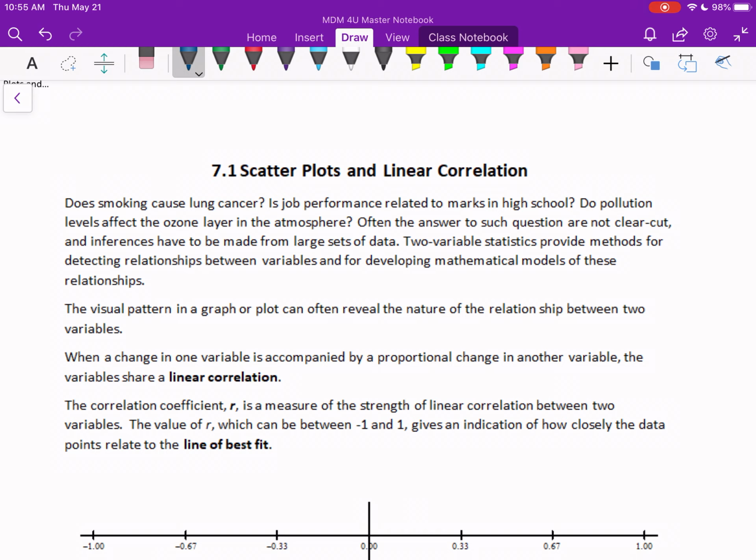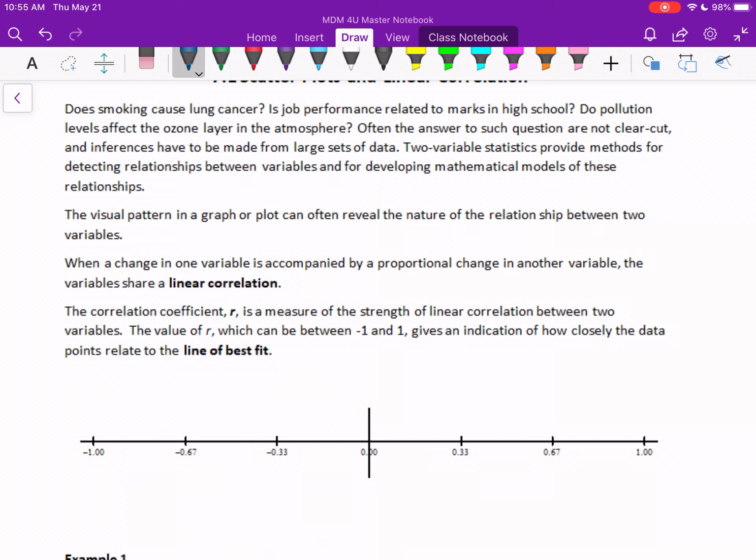In the real world, answers to questions like this are not clear-cut, and inferences have to be made from large sets of data. So two variable statistics provide methods for detecting relationships, so it helps us see if there actually is a relationship between variables, and for seeing how strong those relationships might be, and then we can develop mathematical models of these relationships. A visual pattern in a graph or plot can often reveal the nature of the relationship between two variables.